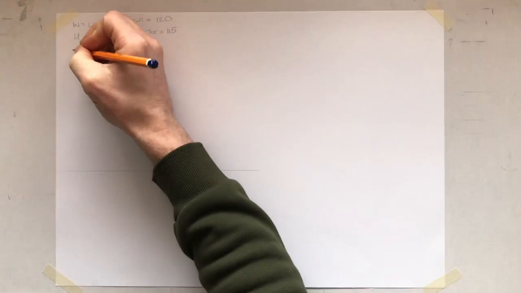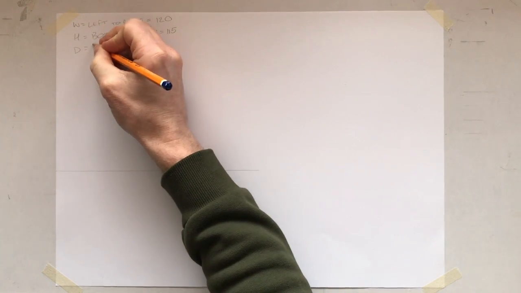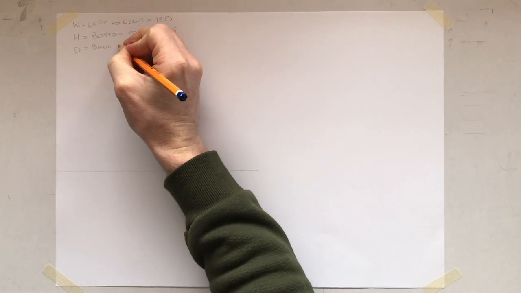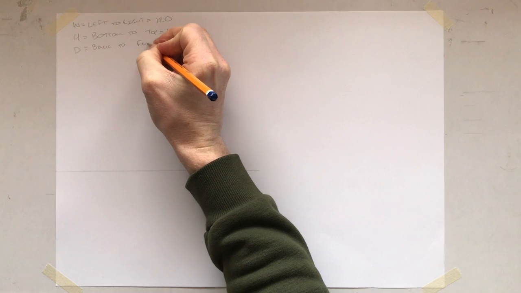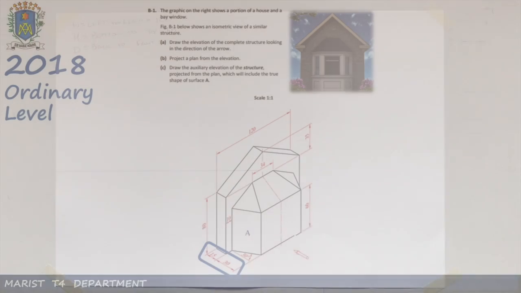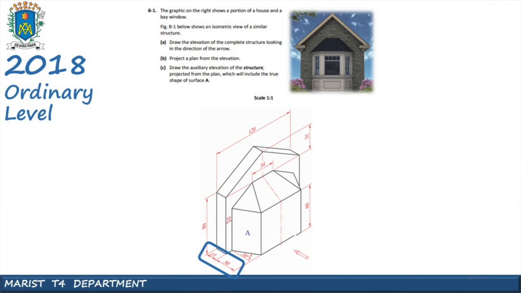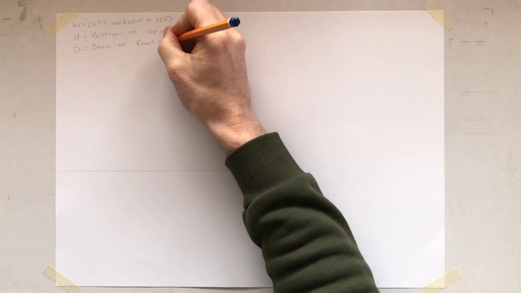The last measurement we need to look at is the depth. That's the measurement from the back to the front, from the very back to the very front of this object. If we look closely at our question towards the left hand side, we have measurements of 15 and 30. So that gives us an overall depth of 45. Now that we have those measurements, we can start putting them onto our sheet.